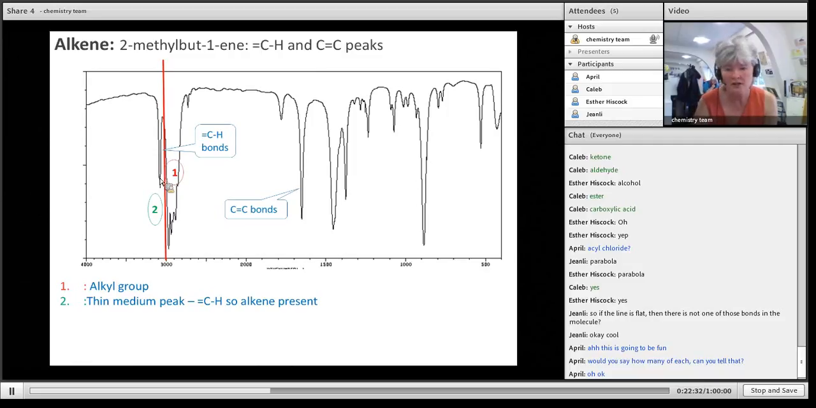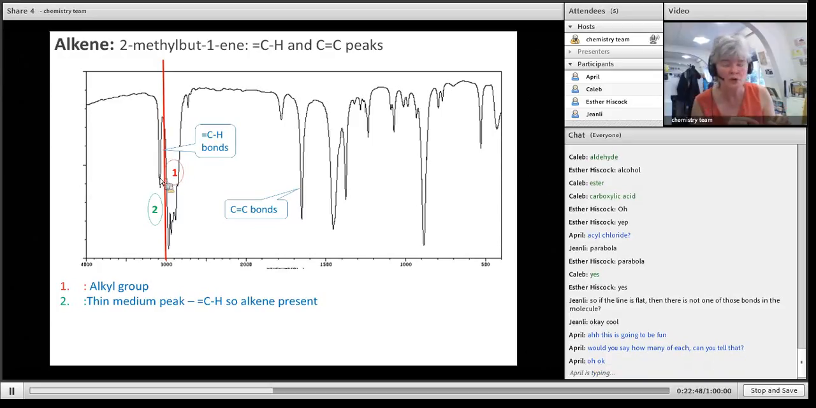You can't, that's you, as April was asking earlier, you can't say how many. All you can say is what is there. So we've got at least one hydrogen attached to a carbon double bond. So it could be C double bond CH2, or it could be CH double bond CH, or it could even be CH2 double bond CH2. But do you get the picture? It won't be CR2 double bond CR2 because there's no hydrogen then there.